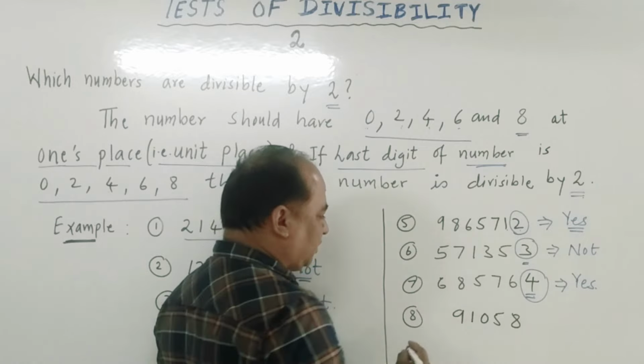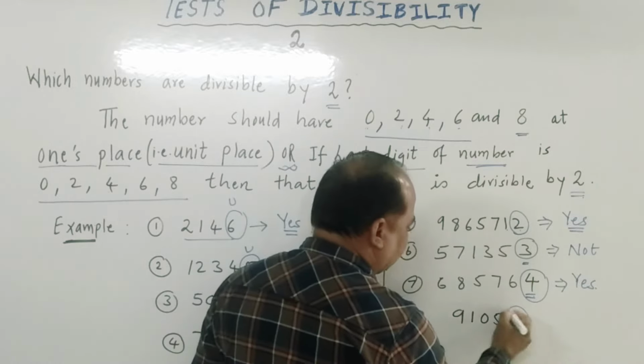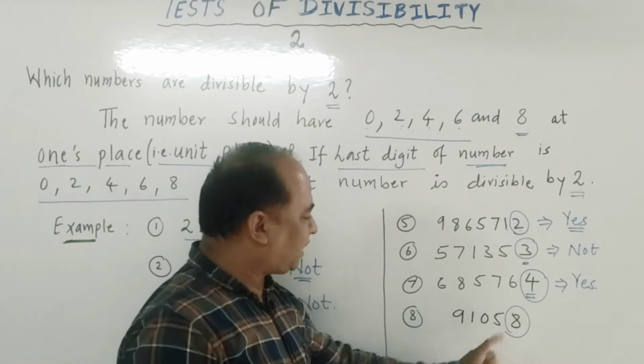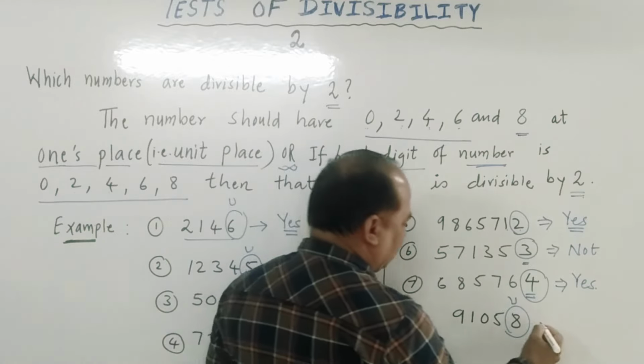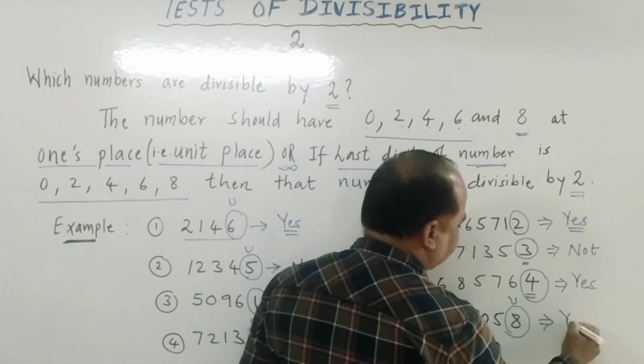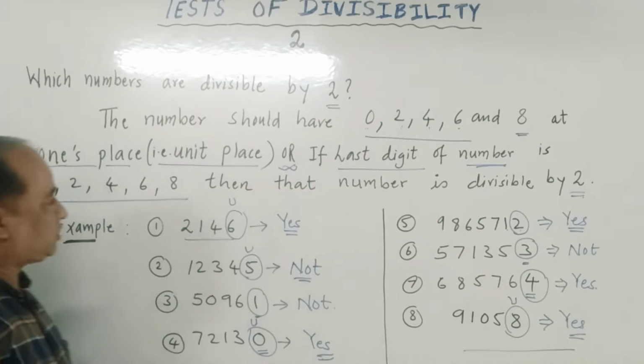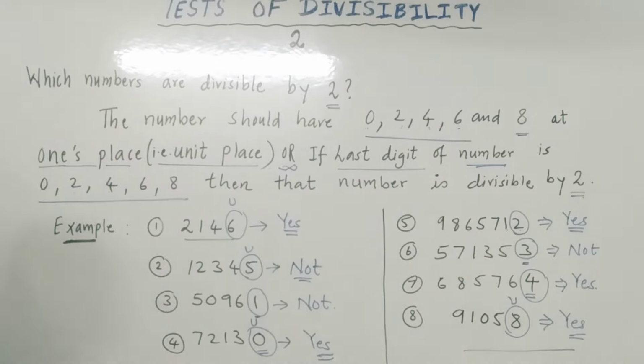Then the last example: the last digit of the number, or the digit at the unit place, is 8. Therefore the number is divisible by 2. So this was the test of divisibility by 2.